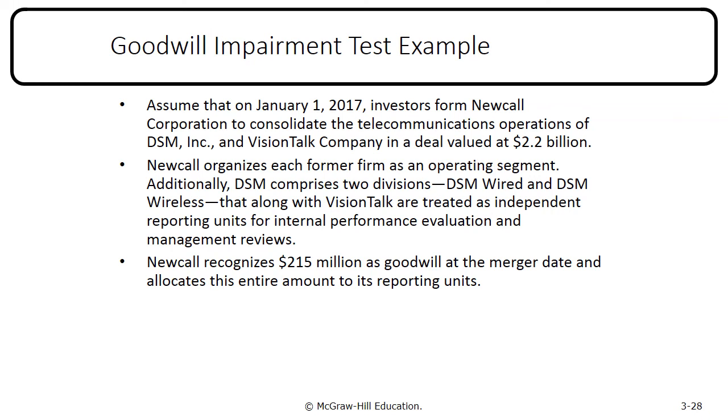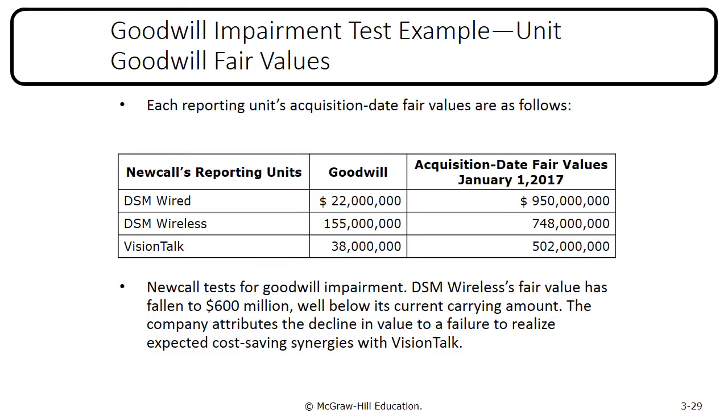Great. New Call recognizes $215 million as goodwill at the merger date and allocates this entire amount to its reporting units. So here is how the goodwill is allocated. $22 million of it is allocated to wired, $155 million is allocated to wireless, and $38 million to Vision Talk. New Call tests for goodwill impairment.